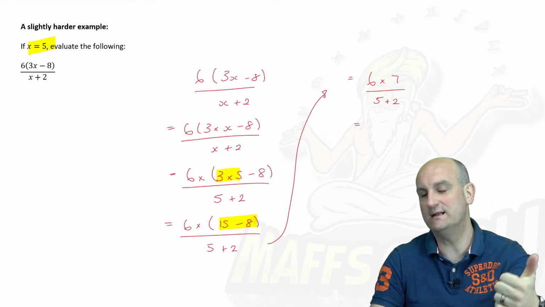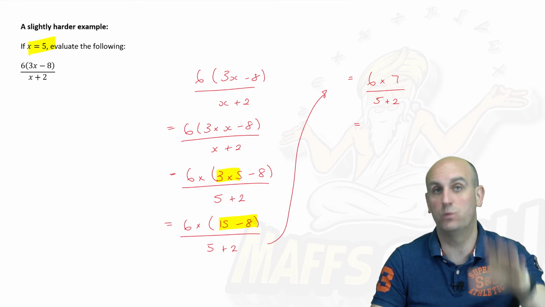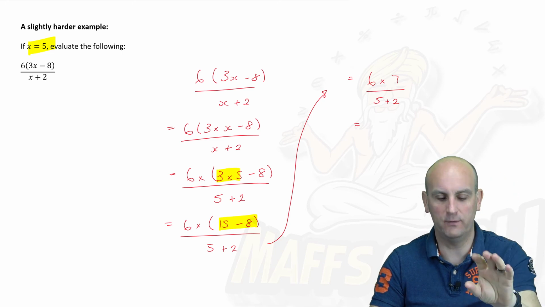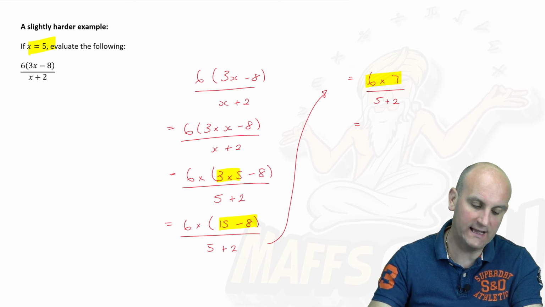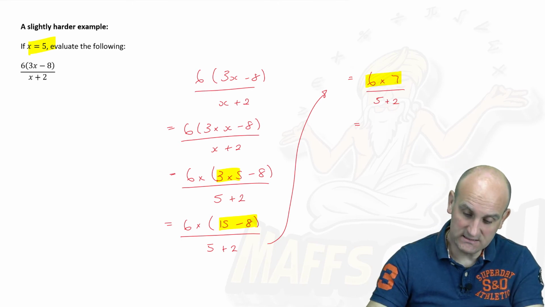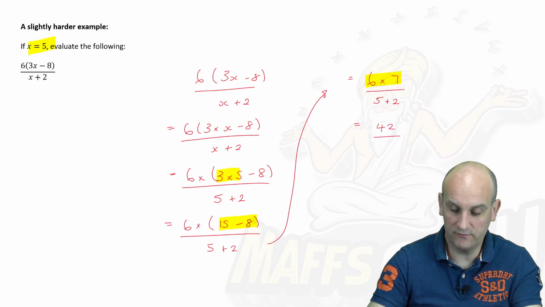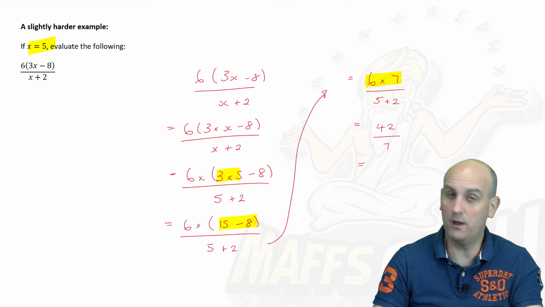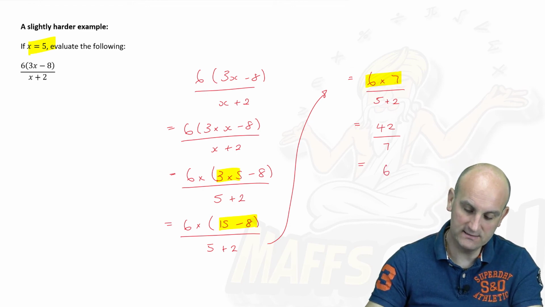Okay, brackets, no. Indices, no. Division, yes. But we can't divide unless there's one number on the top and one number on the bottom. Oy, this is challengingly exciting. But what I can do now is use my maths knowledge to go 6 times 7 is 42. And I can do that 5 plus 2 gives me 7. And lo and behold, what is 42 now divided by 7? It is, in fact, 6.